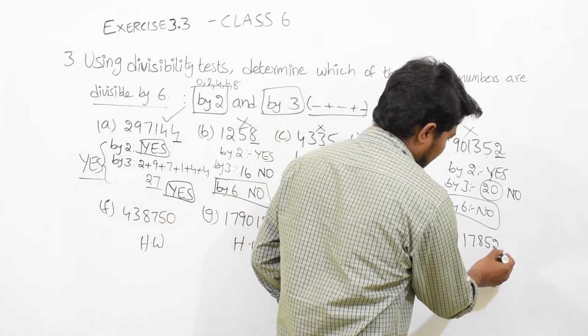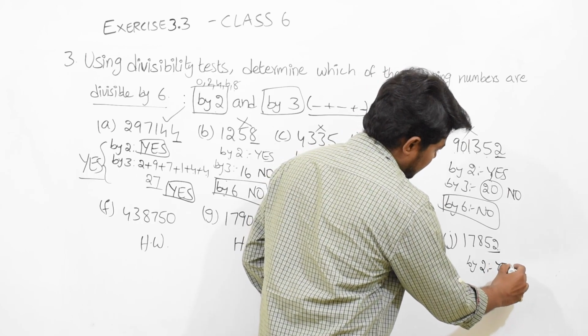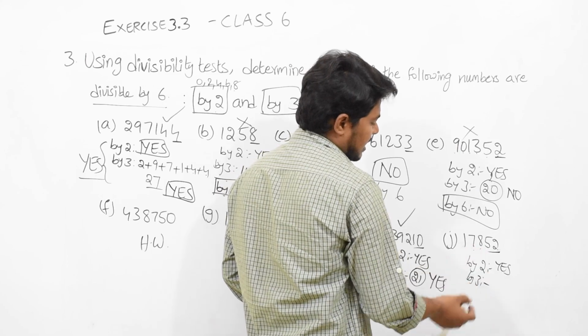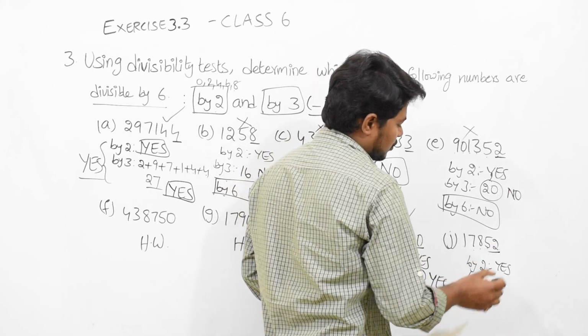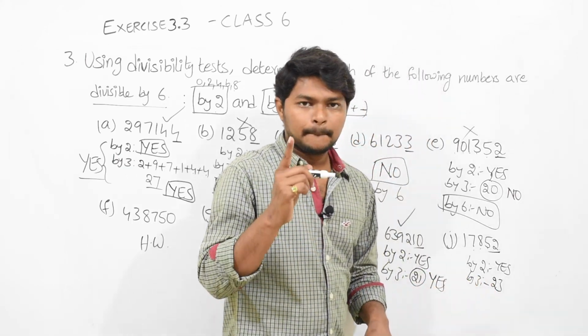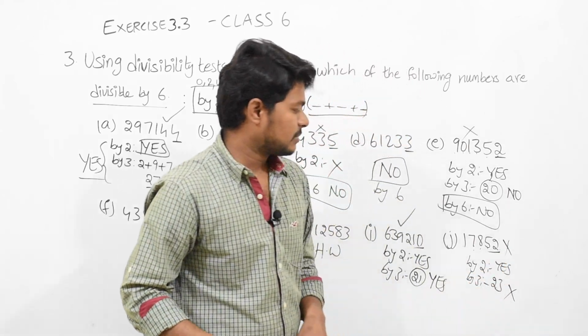Now we check this number. The last digit is 2, so by 2 it will be divisible, yes. By 3, 1 plus 7, 8 plus 8, 16 plus 5, 21 plus 2, 23. 23 is not in the 3 table. So this will not be divisible by 6.